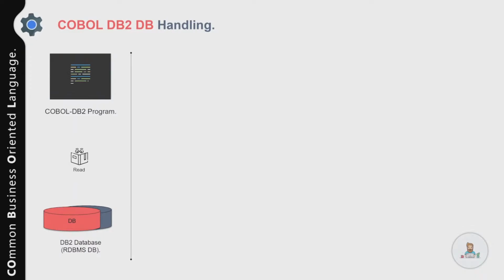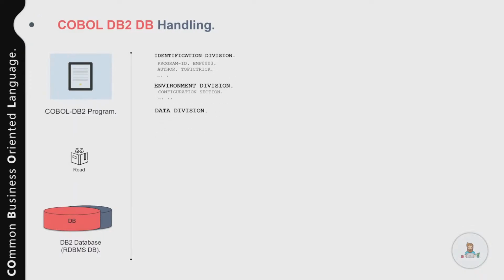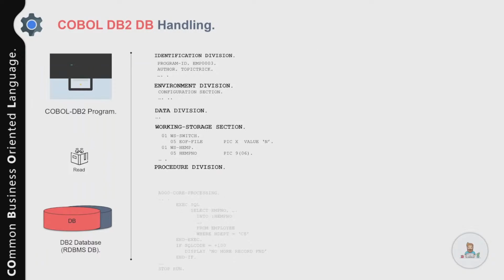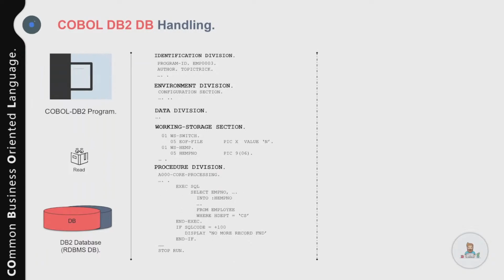So again we have four different divisions, that is identification division, environment division, data division and procedure division. If you notice, in environment division and data division, we have not specified any file related details because we are actually reading data from our DB2 table. In case you want to write any data to the output file, then you have to specify the file related details in the environment division and in the data division.